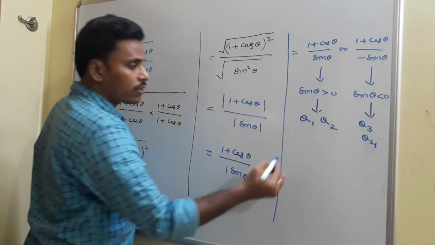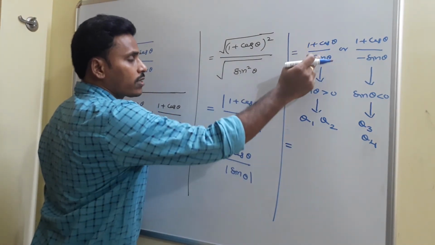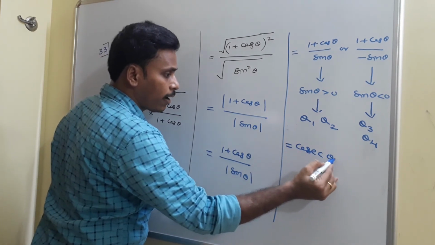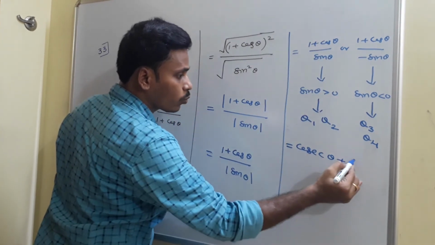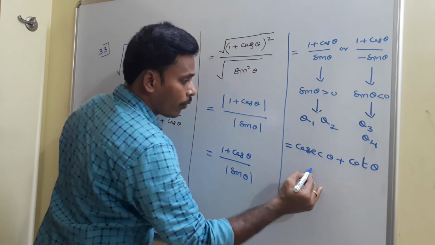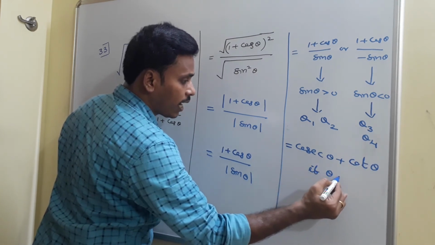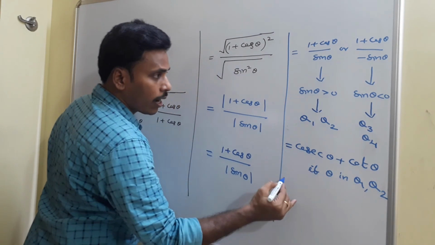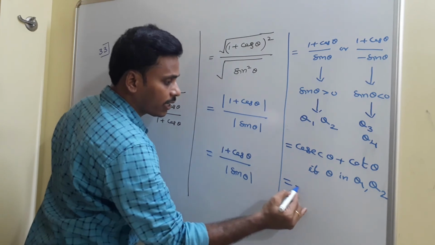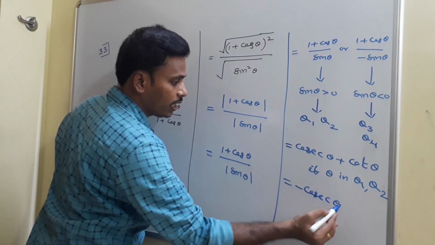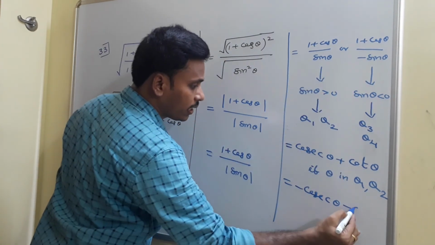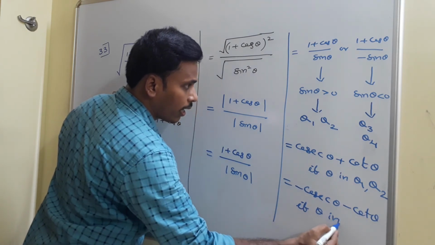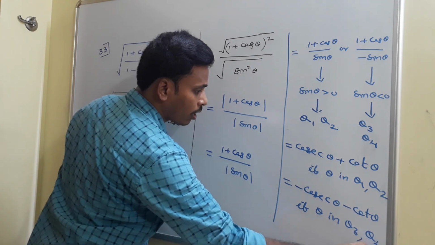And now this is equal to 1 plus cos theta by sin theta. 1 by sin theta is what? Cosecant theta, plus cos theta by sin theta is what? Cot theta. This happens if theta is in Q1, Q2. And this is equal to 1 by minus sin theta, which is minus cosecant theta, and cos theta by minus sin theta, which is minus cot theta, if theta is in Q3 or Q4.